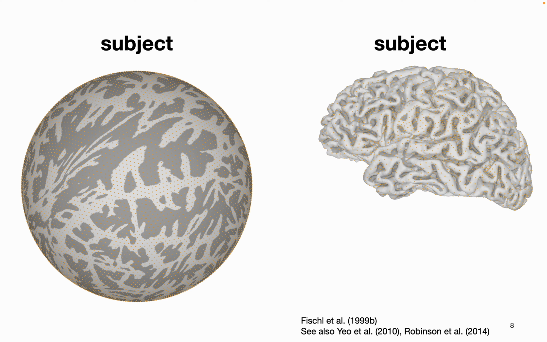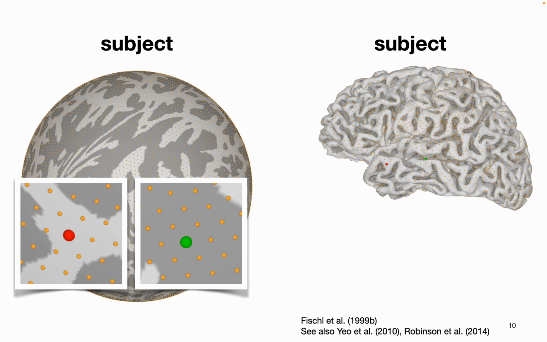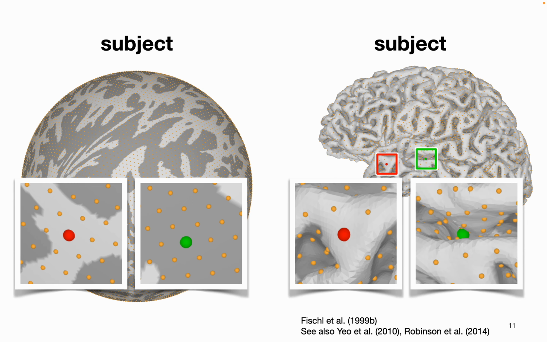If we look at the distribution of cortical vertices on those two surfaces, on the spherical surface, the vertices are almost evenly distributed everywhere. However, on the actual anatomical surface, the distribution is far from uniform. It can be very sparse in the gyri and very dense in the sulci.